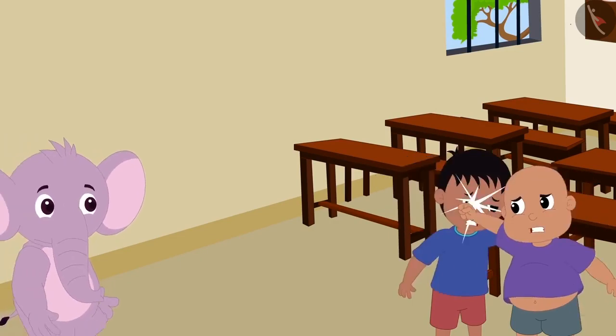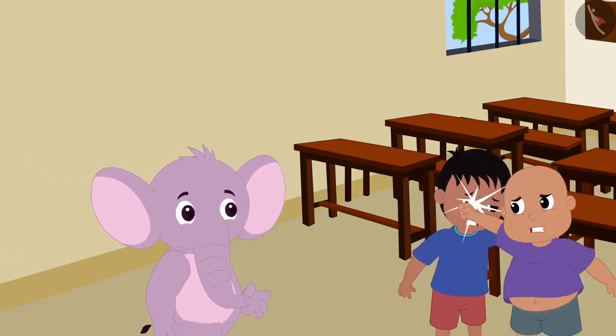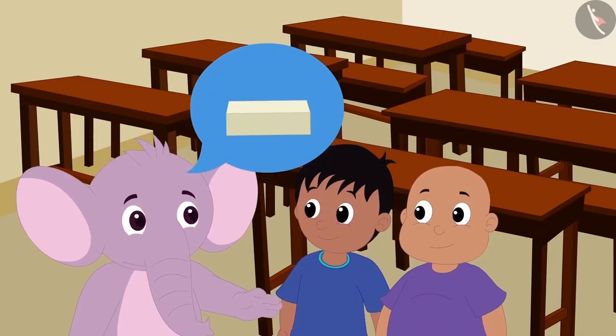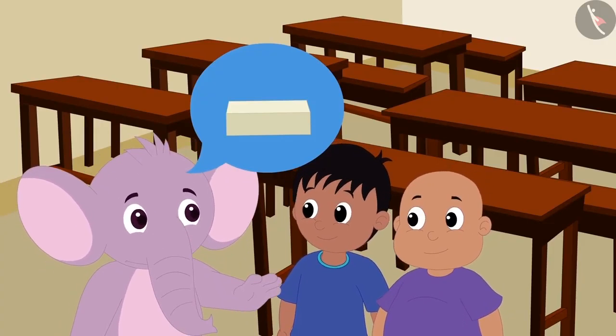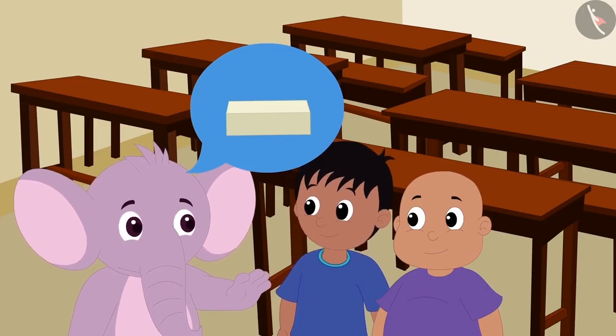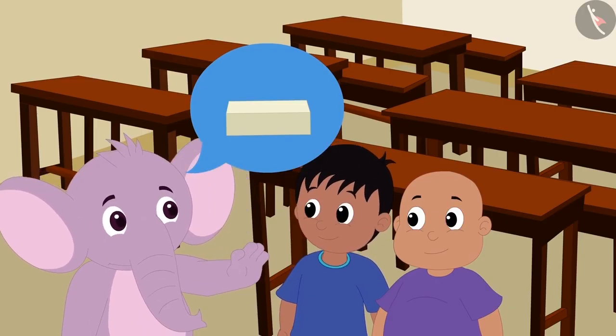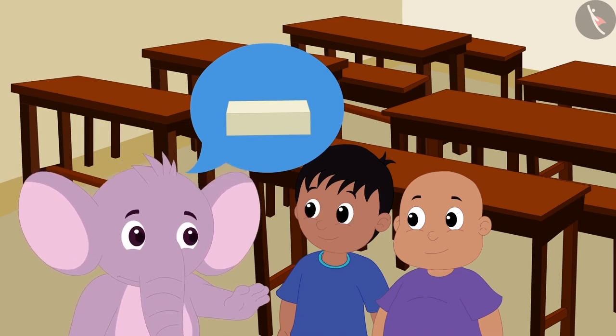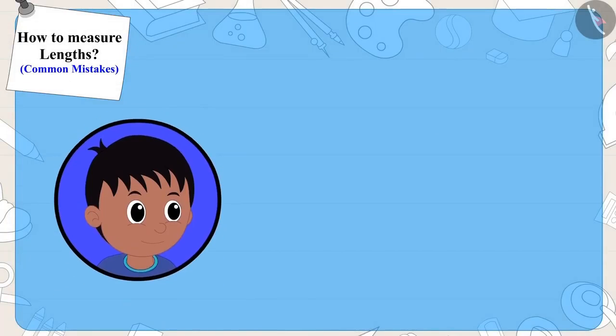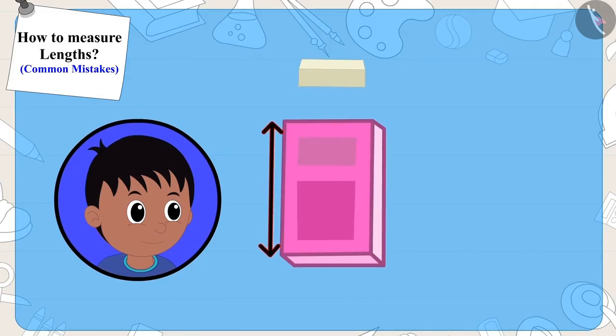Appu saw them fighting and told them that they can use an eraser to measure the length of the notebook. This way, they will know which of the two notebooks is longer. First, Raju measured the notebook with an eraser. The length of Raju's notebook was 5 erasers long.